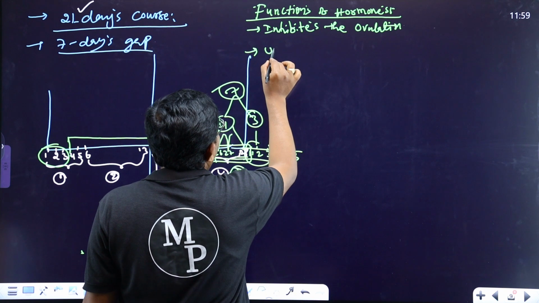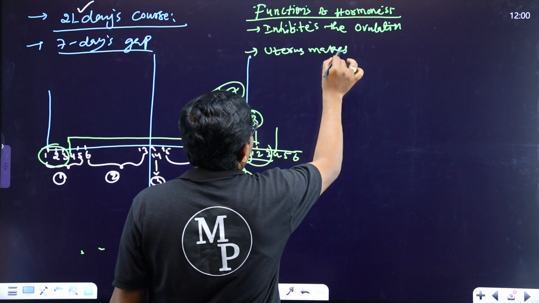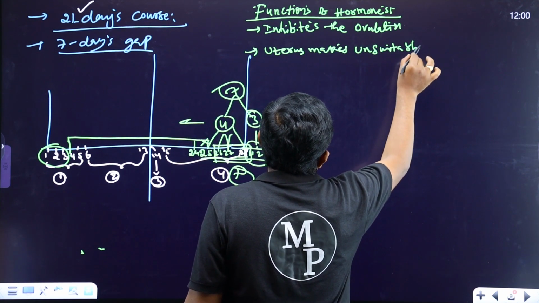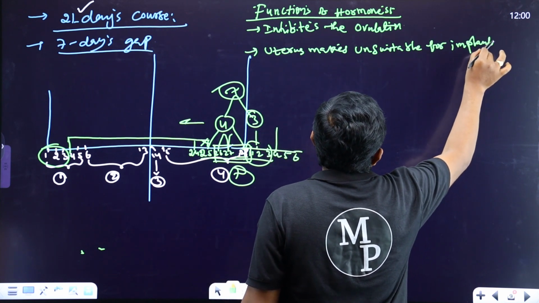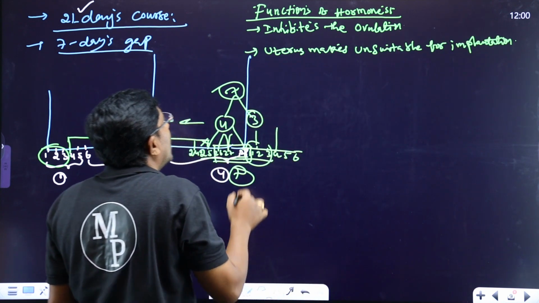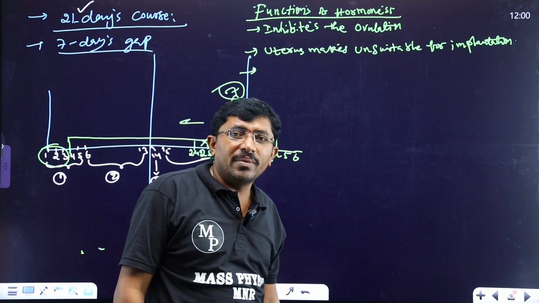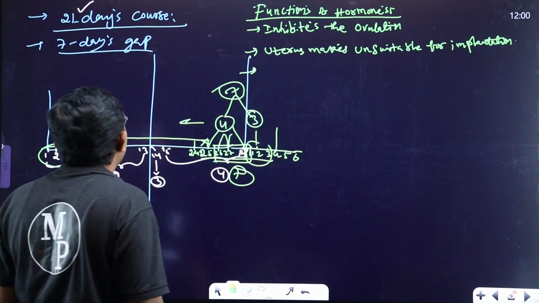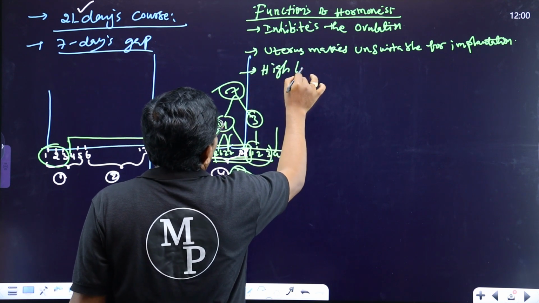The uterus is made unsuitable for implantation. Okay, that is one. And the menstrual cycle will continue as usual. It inhibits the ovulation, and a high level of progesterone causes this.